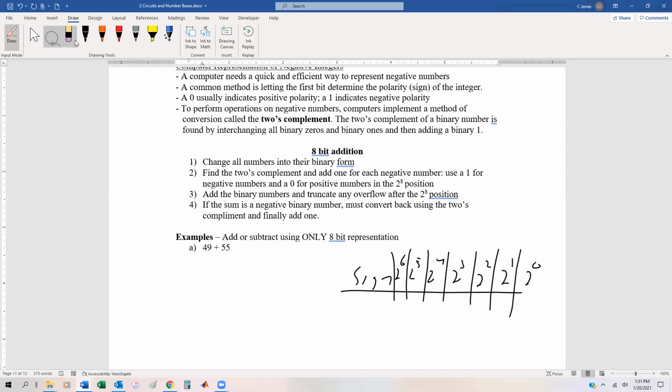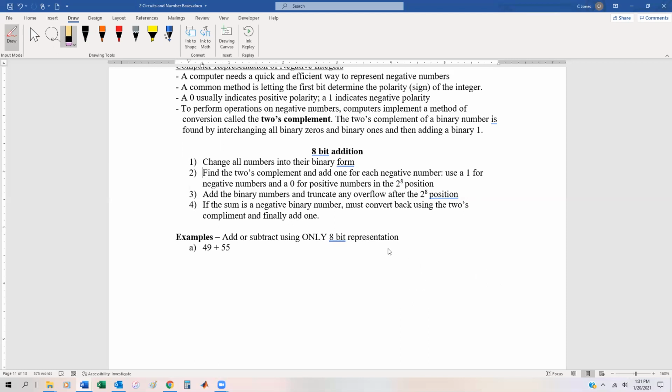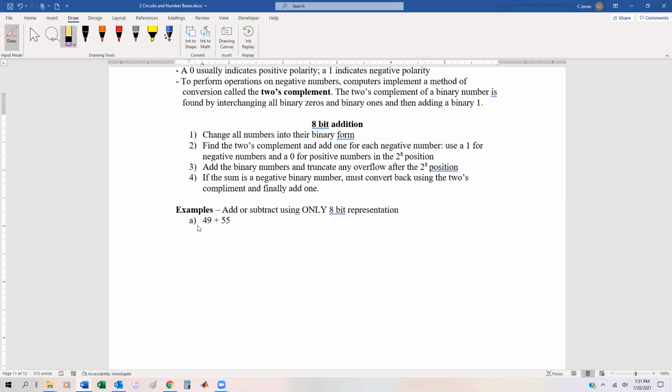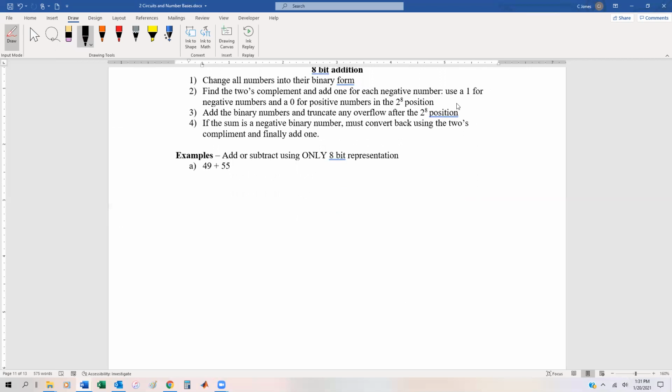Okay. So let's take a look at a couple examples as to how we're going to go through and perform 8-bit addition. Let's start with an easy one. Let's start out with something like 49 plus 55. So here's what we're going to do. We're going to start out with our sign bit, and we have 2 to the 6th. And remember, 2 to the 6th is 64, and then 2 to the 5th, which is 32, and then 2 to the 4th, which is 16, 2 cubed, which is going to be 8, 2 squared, which is 4, 2 to the first, which is 2, and 2 to the 0, which is 1.